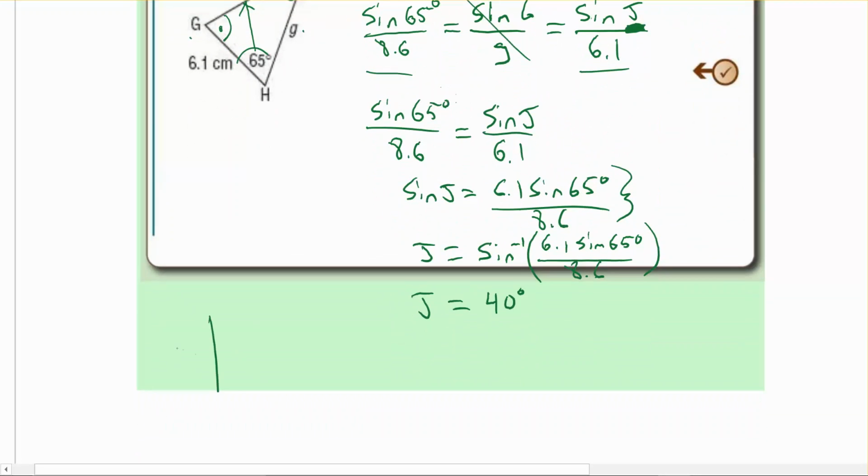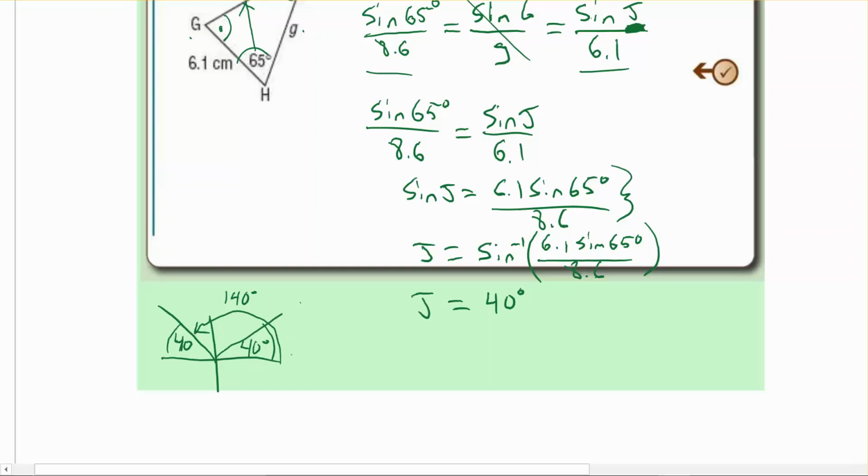This could be talking about an acute angle being 40 degrees, or it could be talking about this angle. And what would that angle be? Well, I know that this side's going to be 40 as well, right? So this angle here would be 140 degrees.